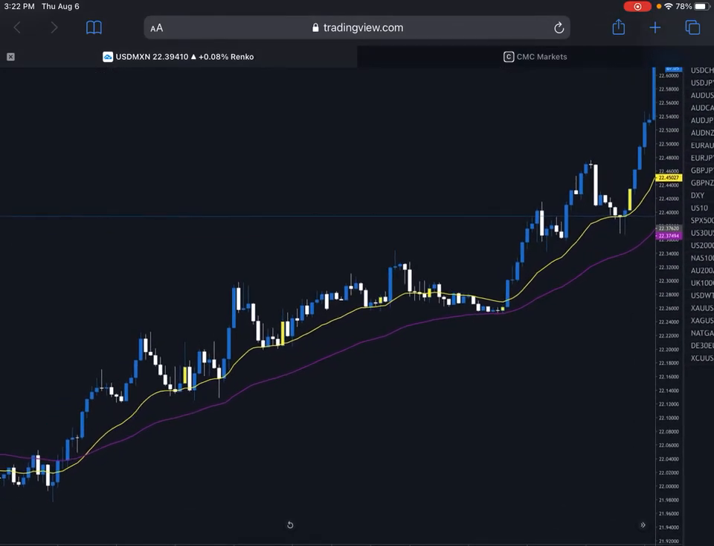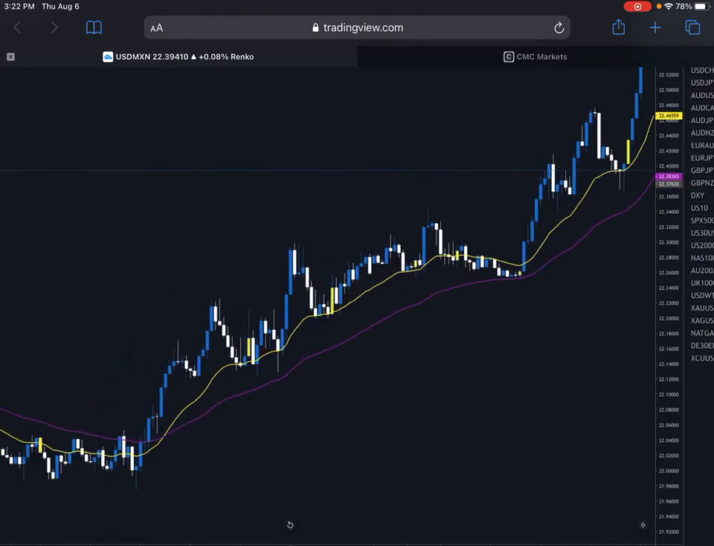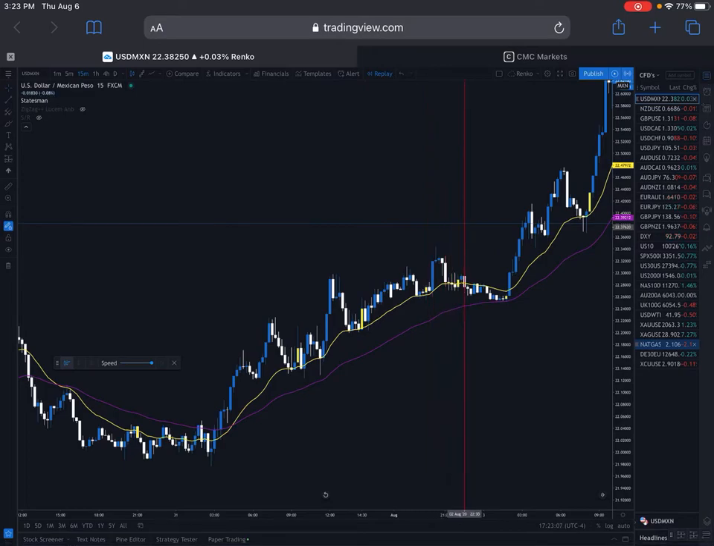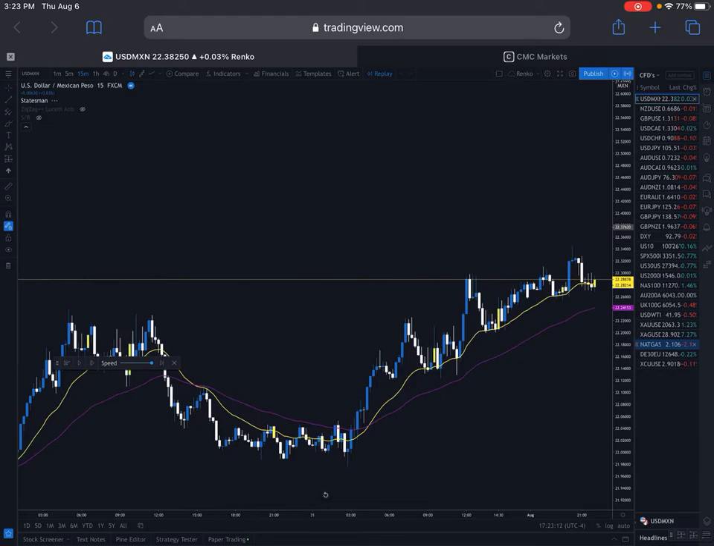So you can see that. And that's where I got in at. And what we'll do is we'll just go to bar replay here, and I'll show you exactly kind of what I was looking at when I got in this. All right, so this is the 15-minute chart, and when I was looking at this, right, the algorithm went off.